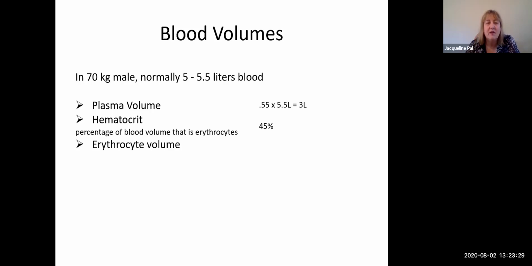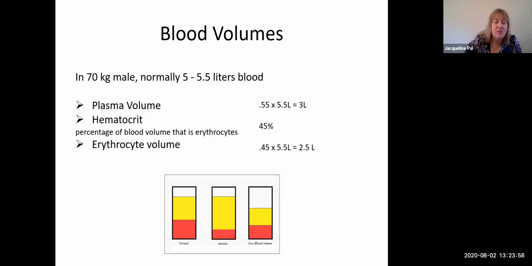And so now knowing that the erythrocyte volume is essentially 45% of 5.5 liters, how much volume of red blood cells do you have floating around in your body? Stop the video and calculate this out as well. Okay, the other way you could have done it was just taking your 5.5 liters and subtracting your 3 liters, and you would have realized that about 2.5 liters is going to be red blood cells floating around in your body. Okay. So that's the normal part.